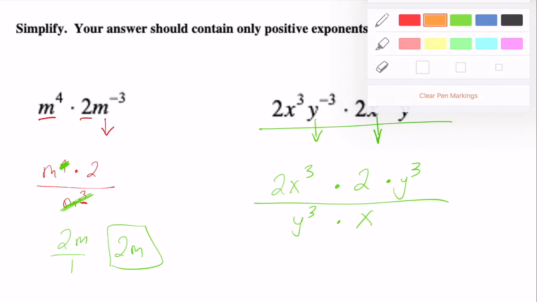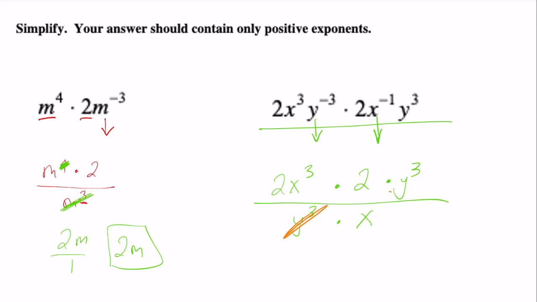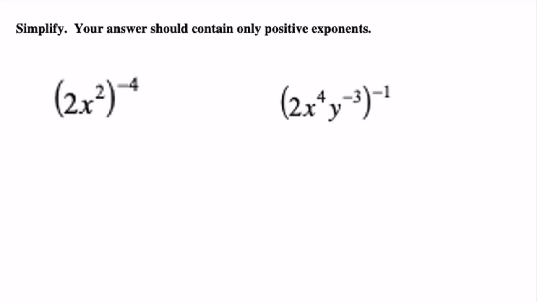So now what's getting crossed out? Well, y to the third, y to the third. And then I have 1x, and I can cross out one of those and then one of them up here, and so I would be left with 2. So I'm going to be left with 2 times 2, which is 4, x squared over 1, or just 4x squared.